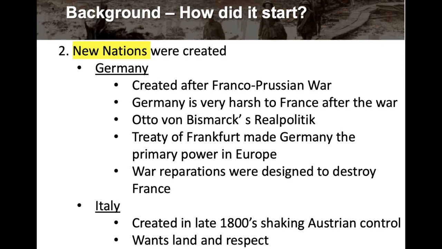So Germany was created. The next one that we had talked about previously was Italy, which was created in the late 1800s. Remember, they shook Austrian control away, so Italy became its own nation. They want land, they want respect because they're a new country and they want to be recognized.